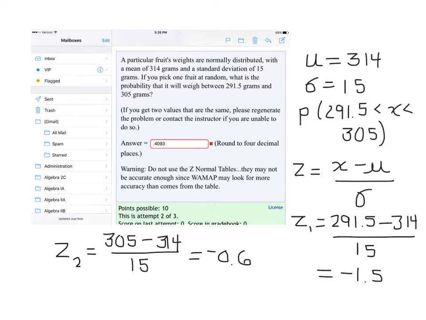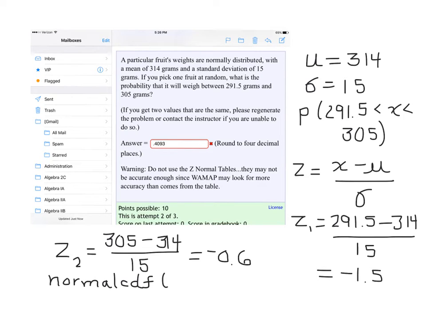So on this particular problem, you are asked to not use the normal tables. And so that would mean you're going to have to use some other form of technology. I'm guessing you're using like a TI-84 graphing calculator, or you're using Microsoft Excel. I'm going to assume you're using the graphing calculator, so we're going to go with that. Anytime you want to know the area below a particular z-score, you use the normal CDF command. Now normal CDF can be found under second vars option 2.